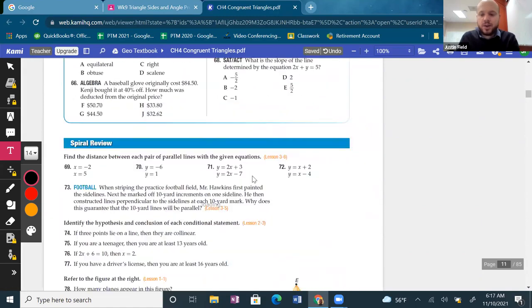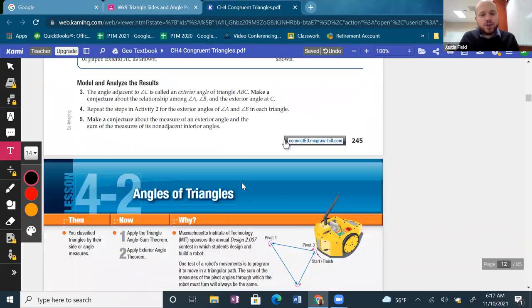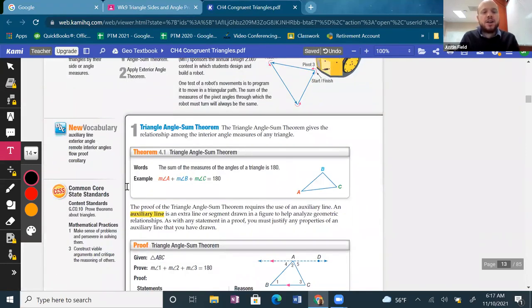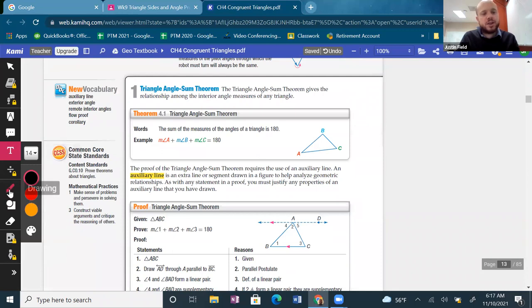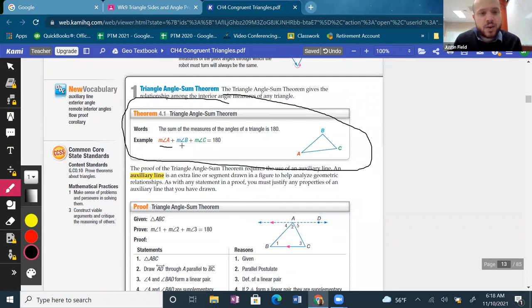But let's continue on to section 4.2, angles in a triangle. Look at that, auxiliary line is back. It's an extra line or segment. We talked about that. You can ask me in person as I am here in the room, but please stop what you're doing right now and write the triangle sum theorem, that the three angles of a triangle add to 180. I said it yesterday in class. I remember. I don't know if you remember, but here it is in the textbook.